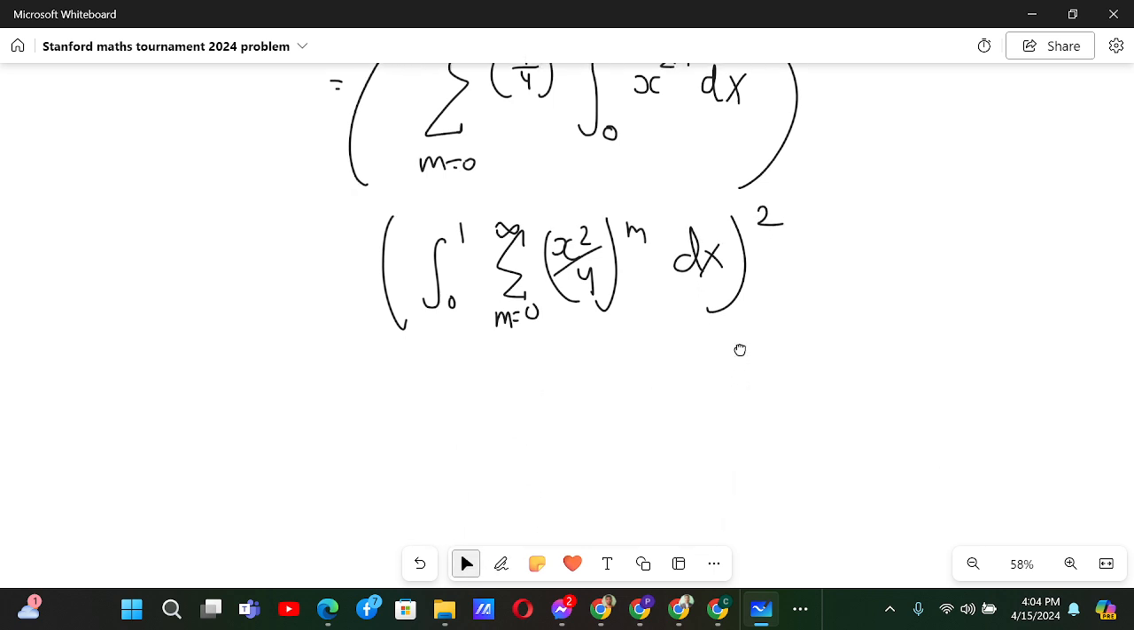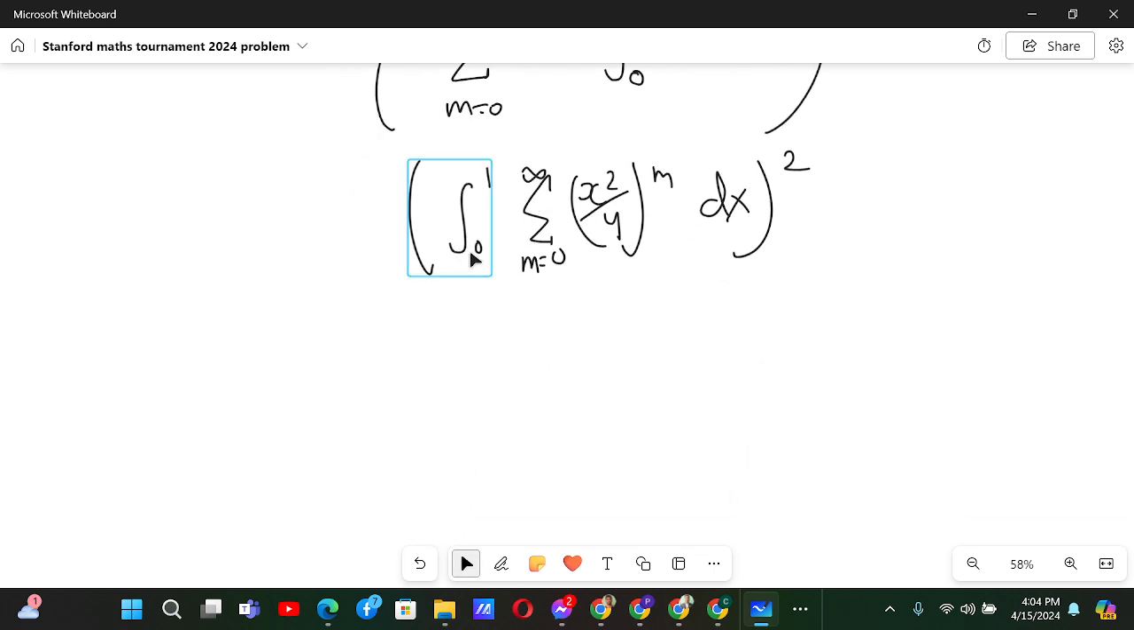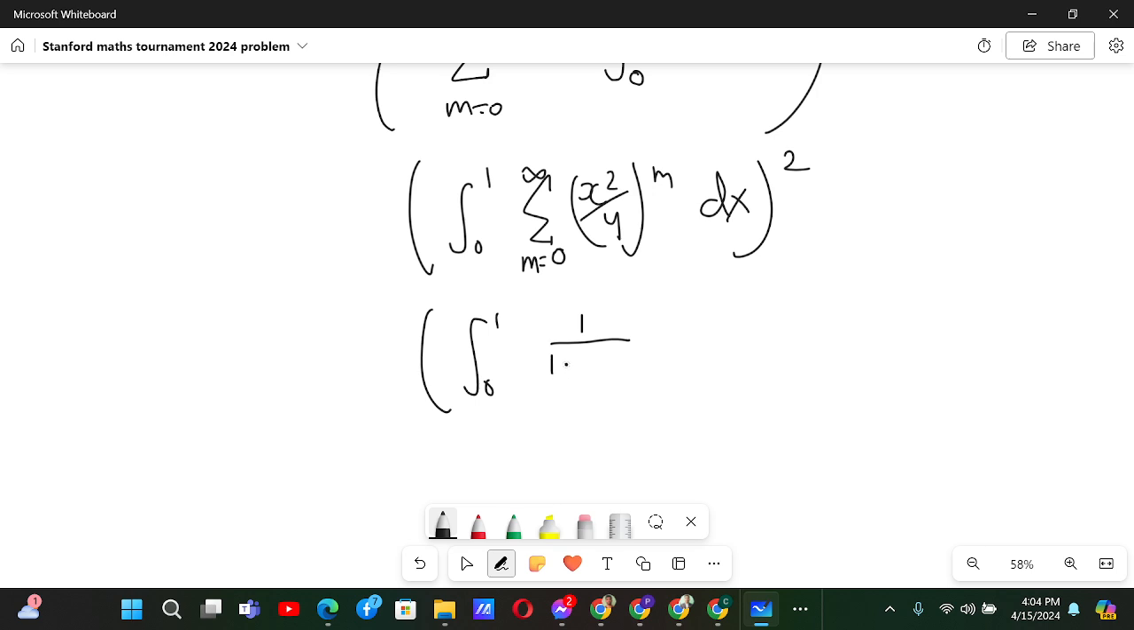Since the modulus of x goes from 0 to 1, x squared also goes from 0 to 1, and x squared by 4 goes from 0 to 1 by 4. That means the common ratio over here will be less than 1, so that's why we can now use an infinite geometric series. The first term will just be 1 because m is 0, divided by 1 minus the common ratio, which is x squared by 4, and then dx squared.